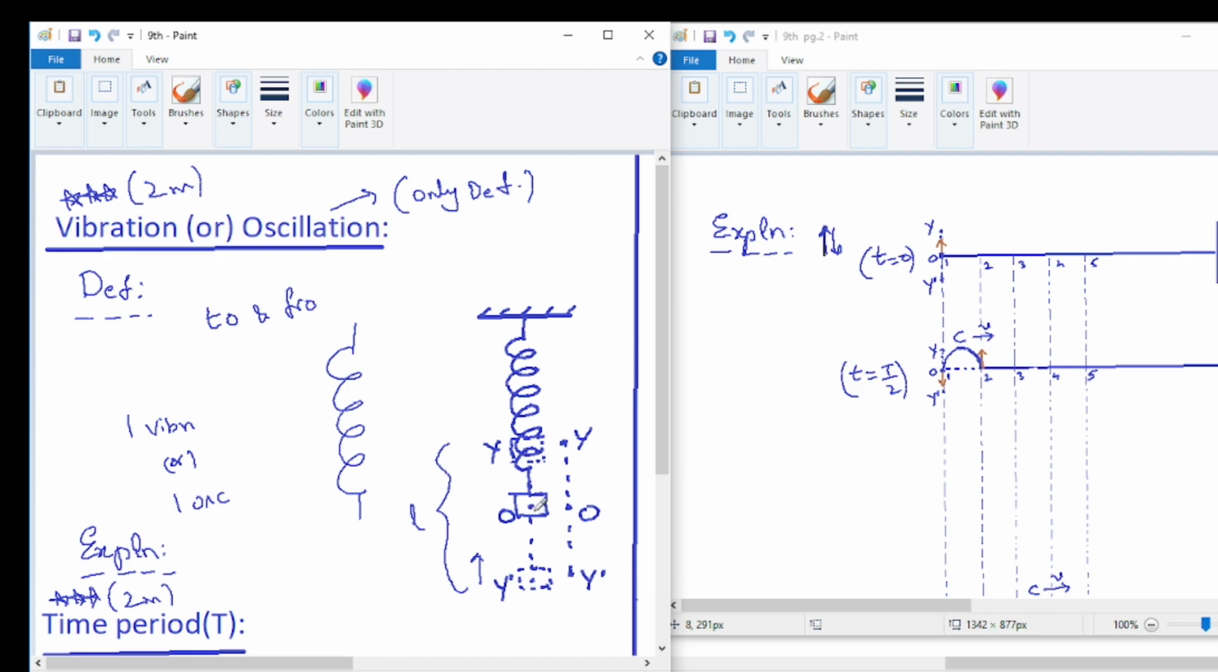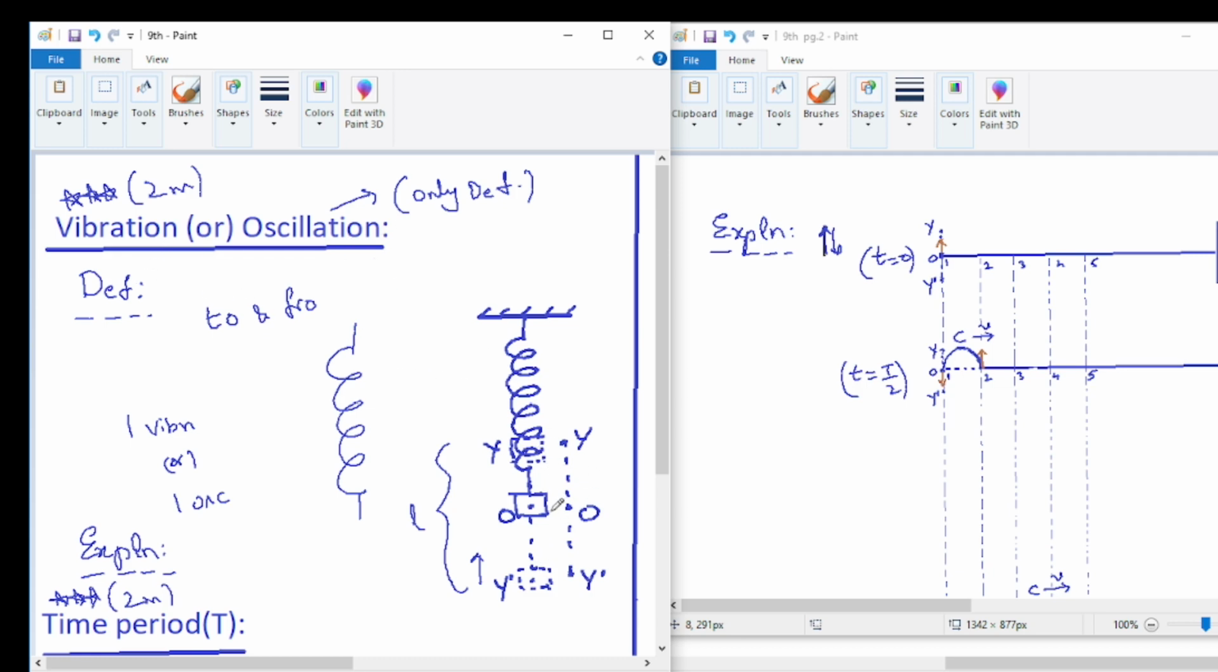When the load is moving during its vibratory motion, we already know how the vibratory motion takes place. The best way to imagine it is the complete upward motion y dash to y, and then from y to y dash. One complete upward motion and one complete downward motion together are called what? One vibration or one oscillation. So this itself is defined as one vibration or one oscillation.